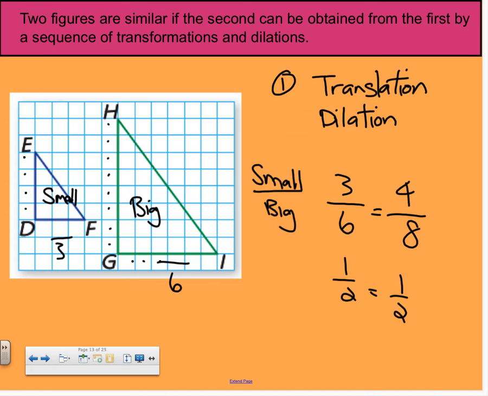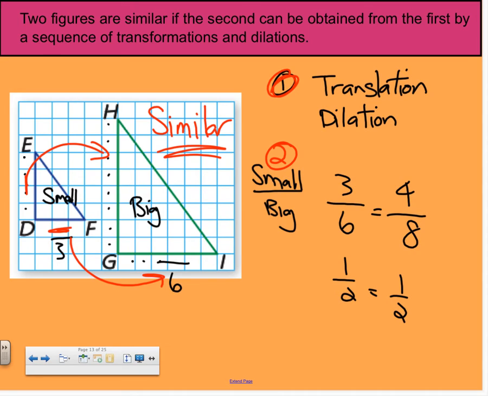It means that this side grew by the same amount or the same proportion as this side. And what that means is these triangles are similar. All right, so let's break it down one more time. Number one, we're looking at what transformations get one triangle placed on top of the other. Number two, now we're checking the sides to make sure that it is proportional.